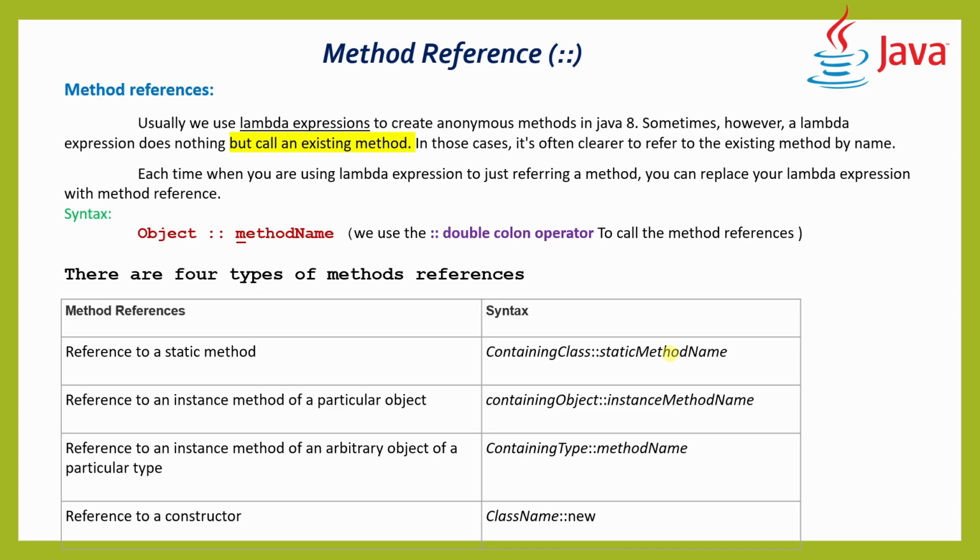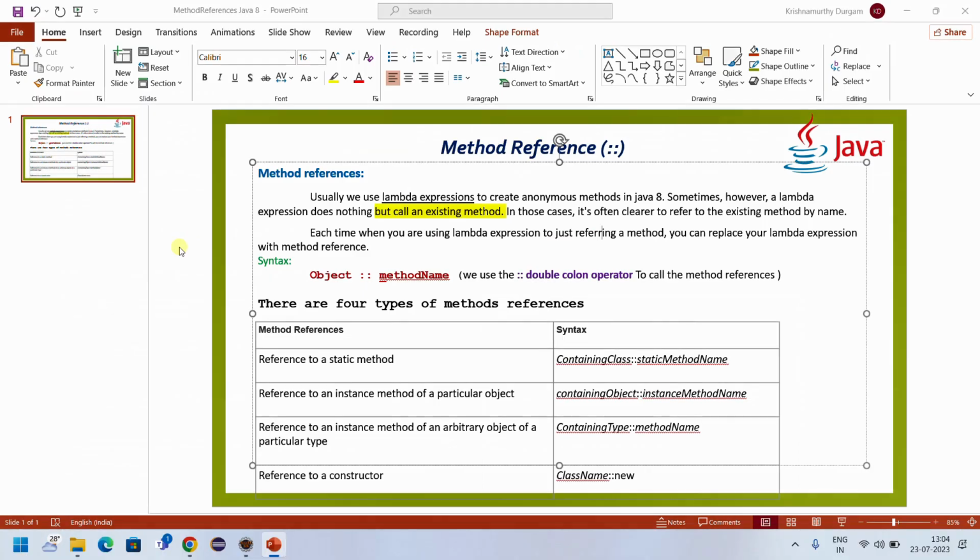Most of the time, when using functional interfaces, we will use lambda expressions, but method references are a clear alternative to lambda expressions. Each time you use a lambda expression just to refer to a method, you can replace the lambda expression with your own method. The exact syntax of the method reference is object and method name. Here there is one operator, the double colon operator. To call method references in Java 8, we use the double colon operator as the method reference. We will see one example of how it works.